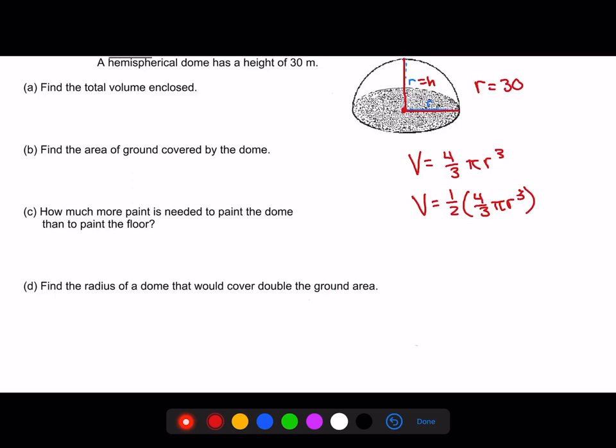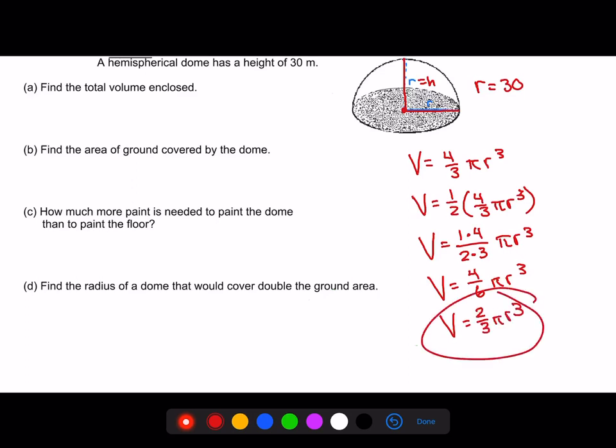Well, let's go ahead and multiply these to find out what fraction we're actually multiplying by. So this will give me 1 times 4 on top over 2 times 3 on bottom. All I'm doing is multiplying straight across to find this new fraction, times pi r cubed, of course. This will give me 1 times 4 is 4, 2 times 3 is 6, pi r cubed, and then we simplify. Volume is equal to 2/3 pi r cubed. This is the volume of a hemisphere.